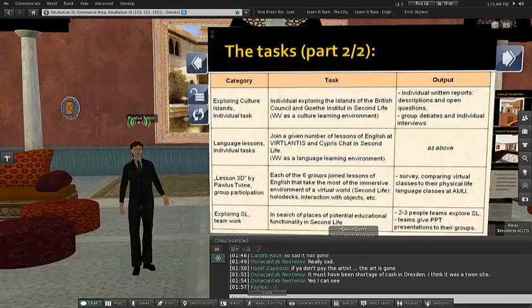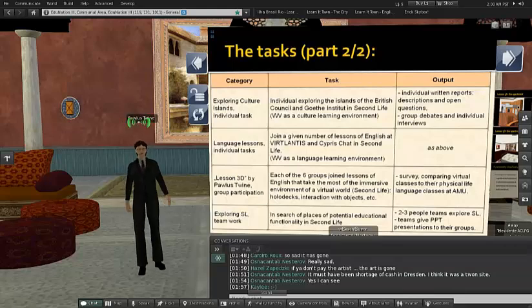And here, as above, in the output, they gave very short descriptions or very short reviews of those classes. The second part of this language lessons task was, please take another class, but you are free to choose if this is Virtlantis or Cyprus Chat, and you decide which island you choose. You decide which class you would like for the second try, and then also write in your short report why you have chosen this island, why this level, why this class, or why this teacher.